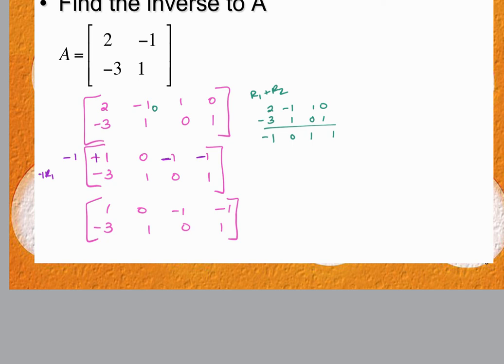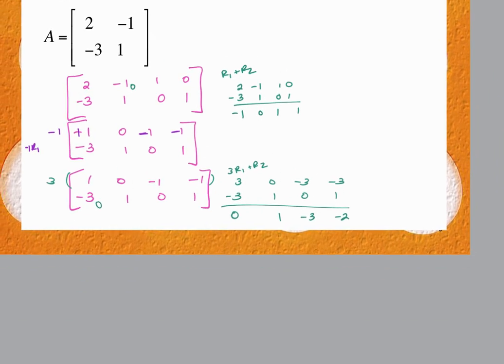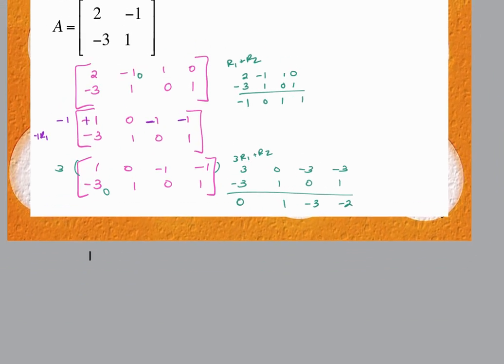All I need is the 3. Good. So I need the 0 to become a 3. So I'm going to do 3 row 1 plus row 2. 3, 0, negative 3, negative 3, plus negative 3, 1, 0, 1 gives 0, 1, negative 3, negative 2. And that replaces row 2. So now I have 1, 0, negative 1, negative 1, 0, 1, negative 3, negative 2.